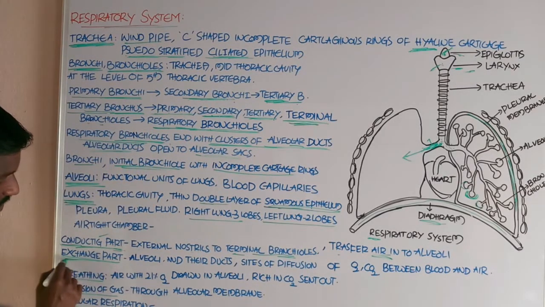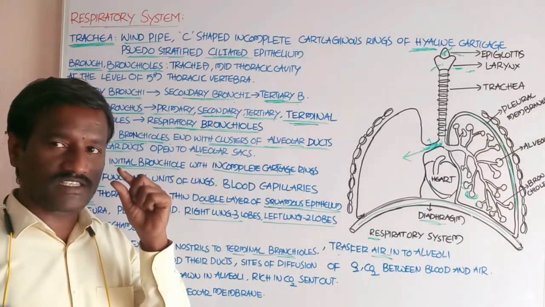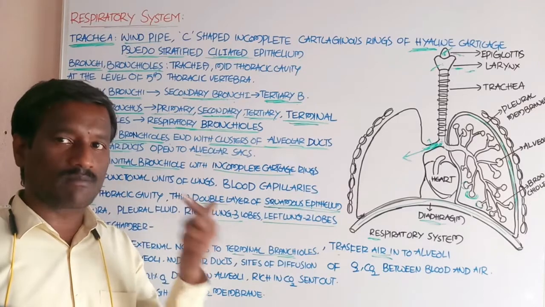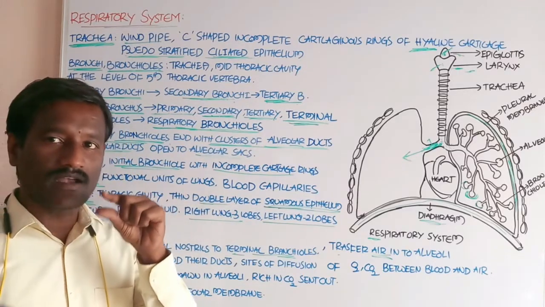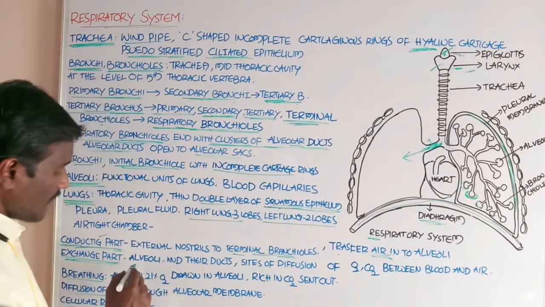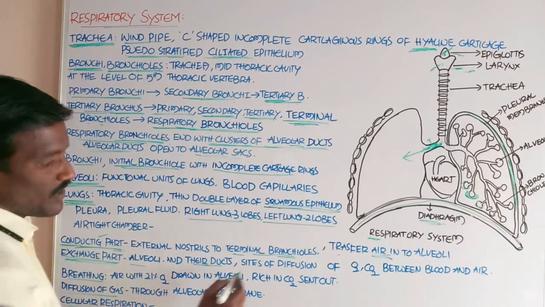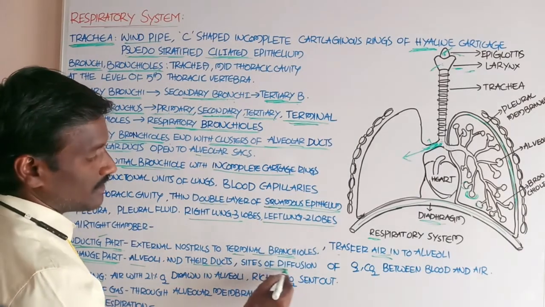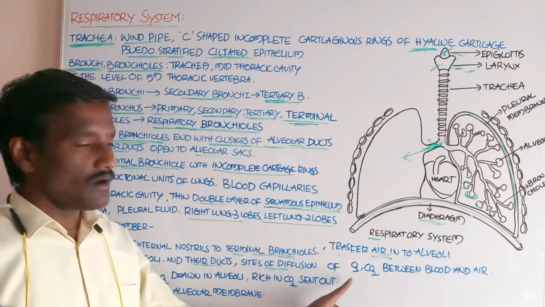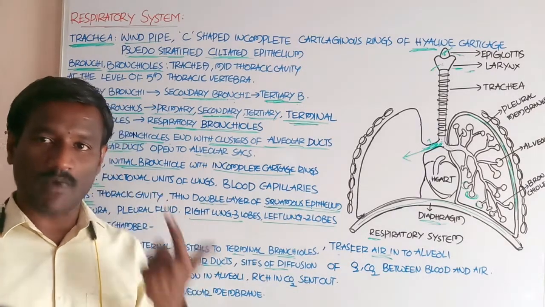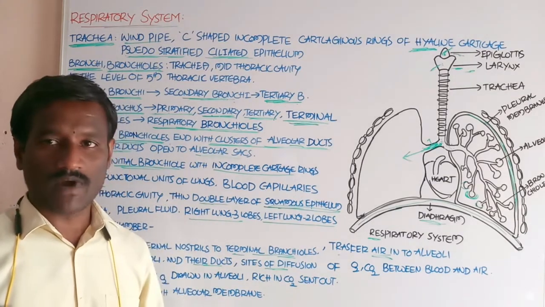And what about the exchange part? The exchange part helps in the exchange of oxygen and carbon dioxide between the blood and the air. In this, the alveoli and alveolar ducts are the places for diffusion, and exchange is possible between the two gases, oxygen and carbon dioxide.